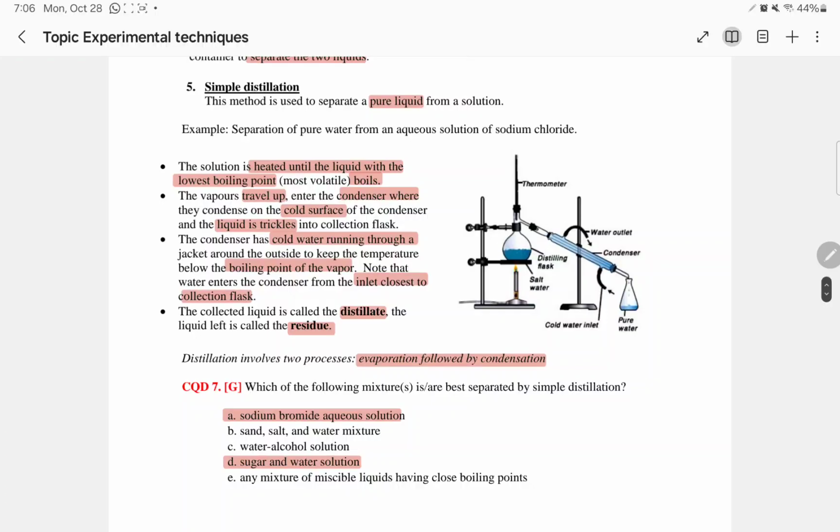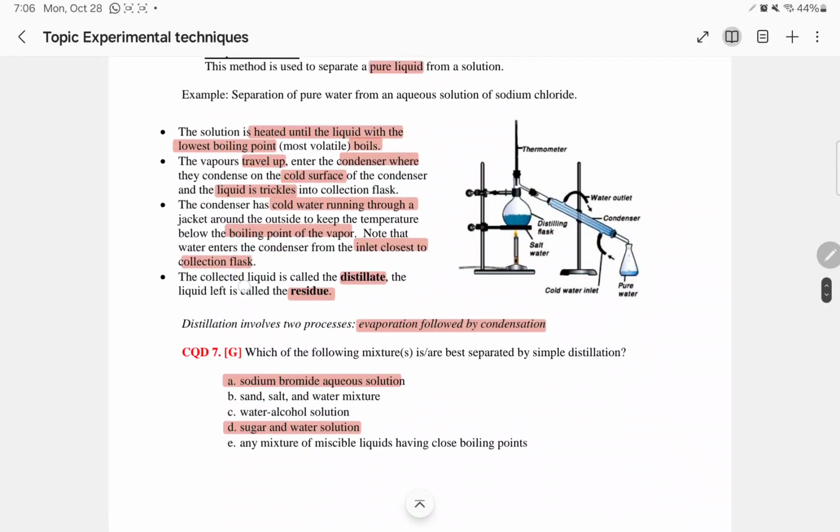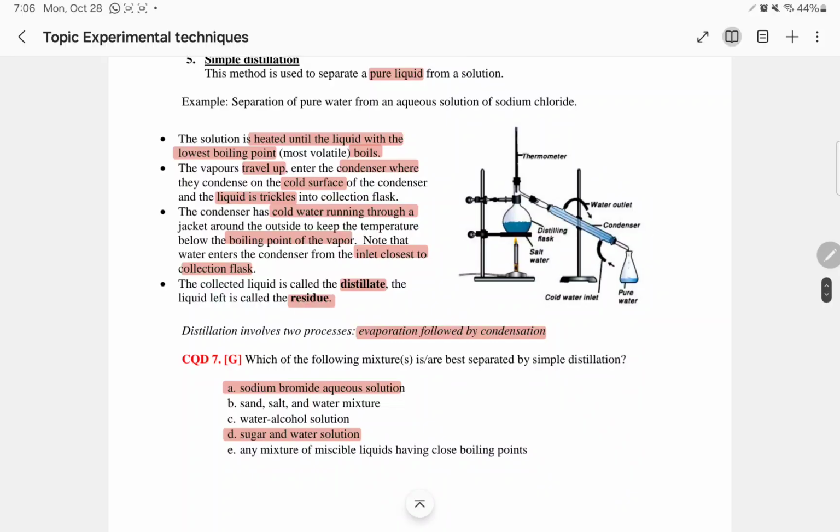Simple distillation, pure liquid form, let's say you have salt water. This is how you separate out the salt and the water. You do it when you want the water alone and you want the salt. If you wanted the salt without the water, you crystallize it. But if you want the salt and the water, this is what you do. You heat it until the liquid with the lowest boiling point evaporates, or boils. It's gonna travel up into the condenser. Then it condenses on the cold surface, and the liquid's gonna go into the collection flask.